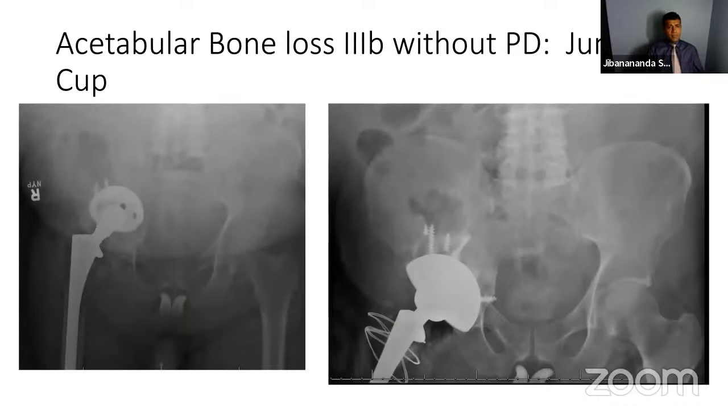This is an example of a patient of mine who was referred to me for a 3B defect without pelvic discontinuity. I think I used a 72 cup and then multiple screws. I also bone grafted it. This guy didn't follow up for long. I don't have long-term results, but until his last follow-up he was doing really well and had no pain.